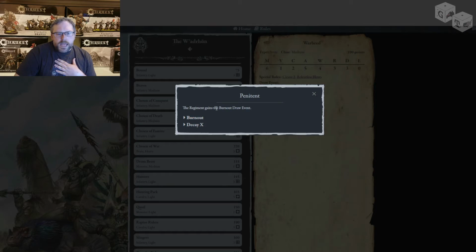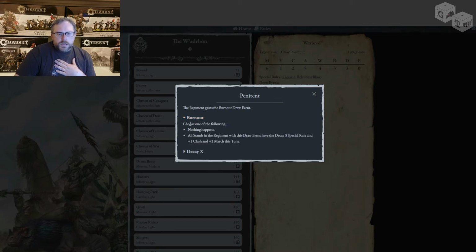This regiment gains the burnout draw event. So, burnout. Choose one of the following. Either nothing happens, or all stands in the regiment with this draw event have the K3 special rule and +1 clash and +2 march this turn.